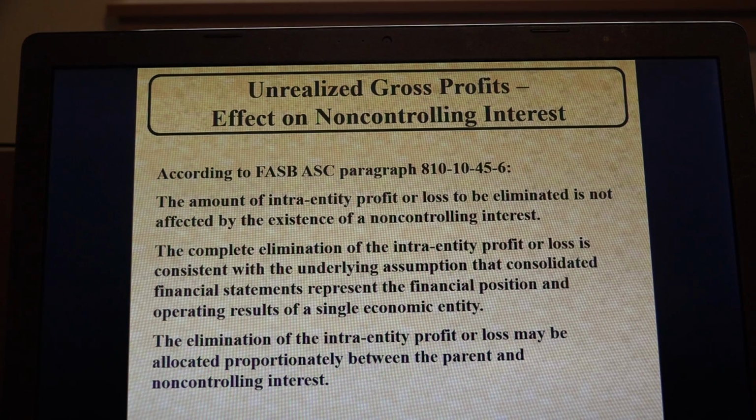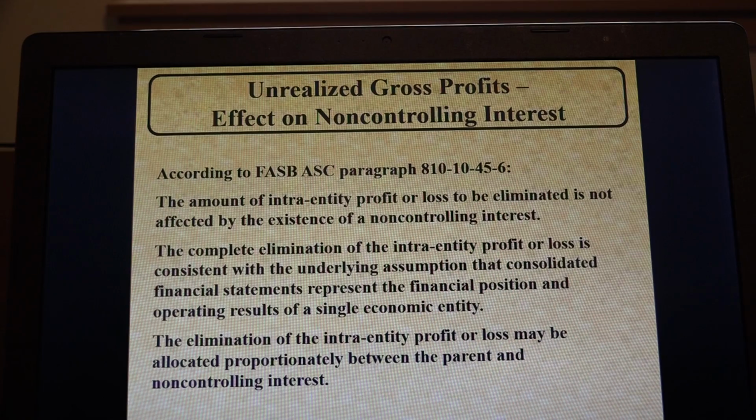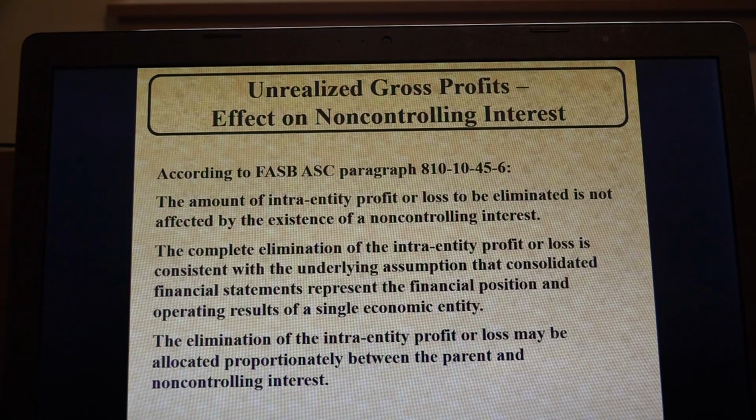And so notice it says may be allocated proportionally. It doesn't say must be. So what that's interpreted to mean is there's some flexibility there. Depending on the type of transaction you've got, you may or may not allocate proportionally between the parent and non-controlling interest.